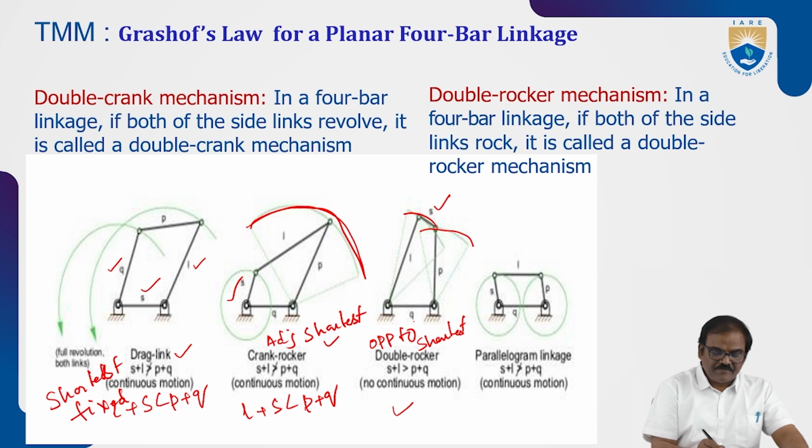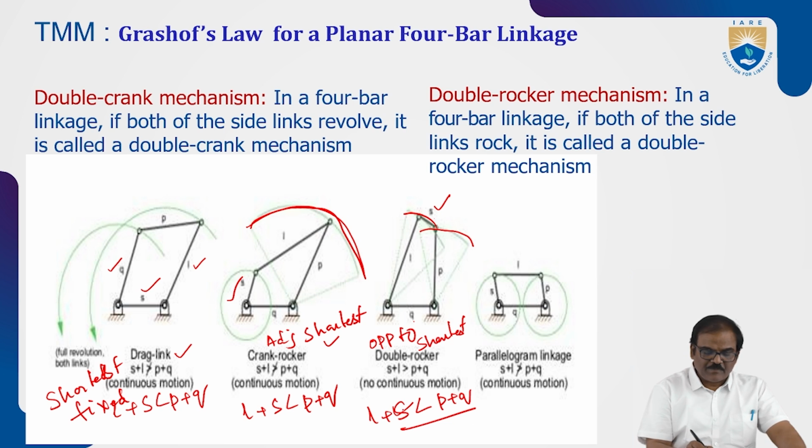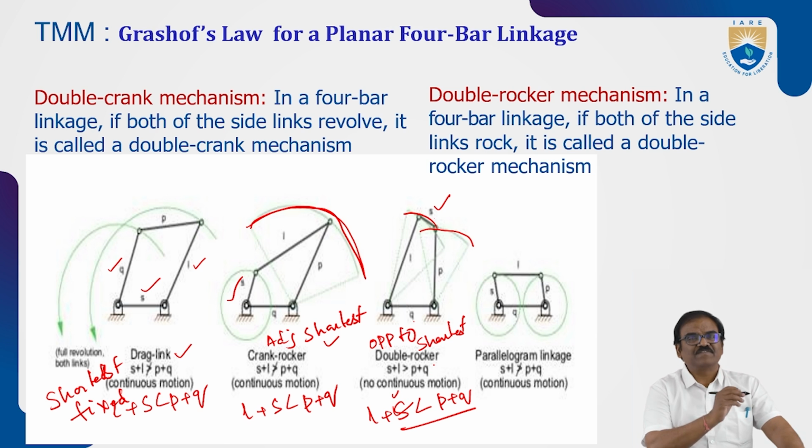Under the condition of L plus S less than P plus Q, even though this condition is satisfied, if opposite to the shortest is fixed, then it forms a double rocker, or S plus L greater than P plus Q, then also all the inversions will lead to a double rocker mechanism. Then there is one more mechanism called parallelogram linkage or continuous motion.